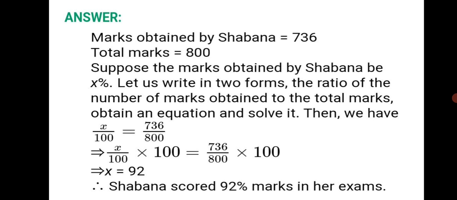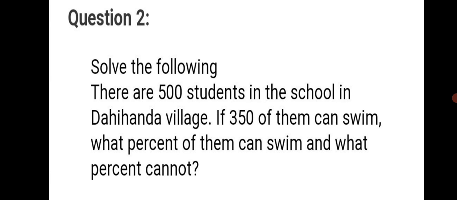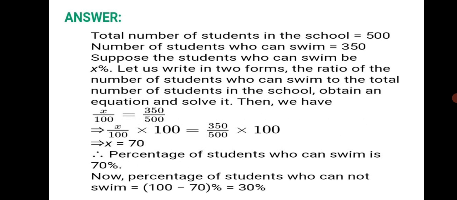Okay. Second sum. There are 500 students in the school in Dahihanda village. If 350 of them can swim, what percentage of them can swim and what percent cannot? Answer. Total number of students in the school is equal to 500. Number of students who can swim is equal to 350. Suppose the students who can swim be x%. So naturally now the equation will be x upon 100 is equal to 350 upon 500.